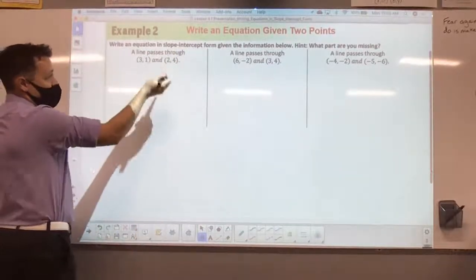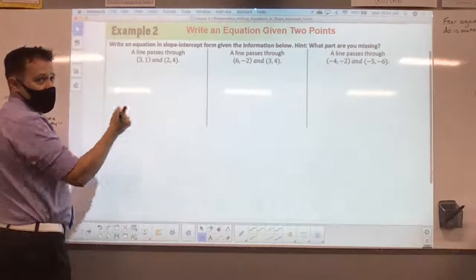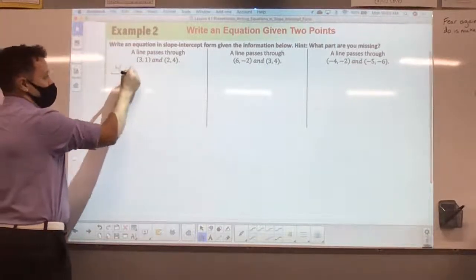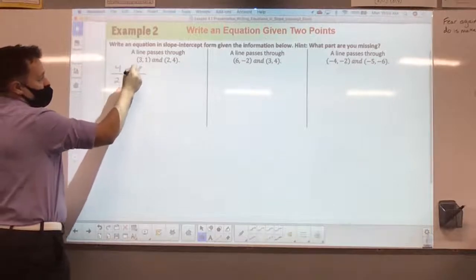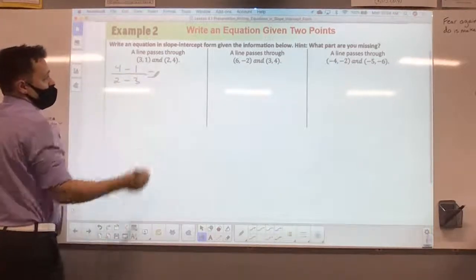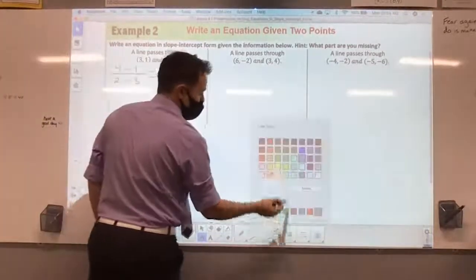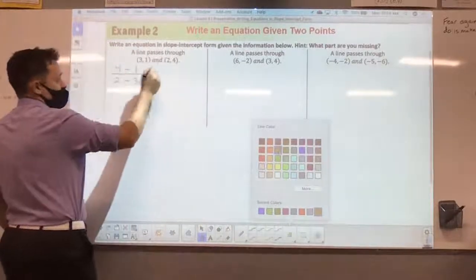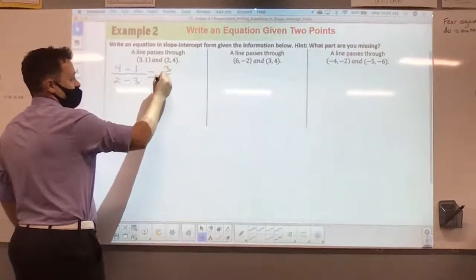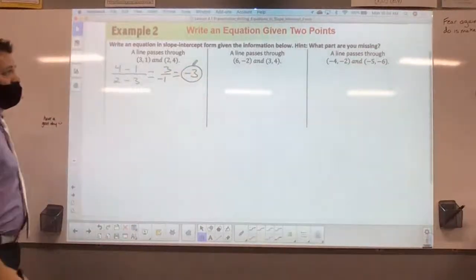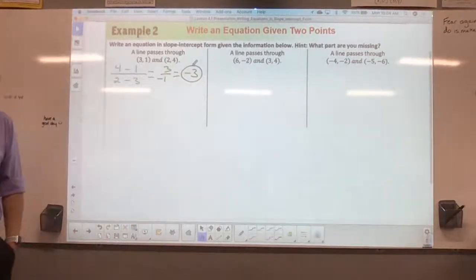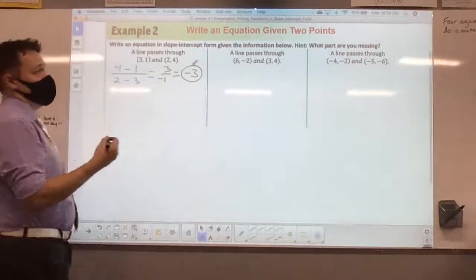Right? So does it matter which point we go first? No. All right, so this is where everything's going to come into play. 4 over 2 minus 1 over 3. Okay, so what is my slope? You guys do this, it'd be 3 over -1 or -3. Right? So there's my slope. So now we know what m equals. But do we still, what are we missing?